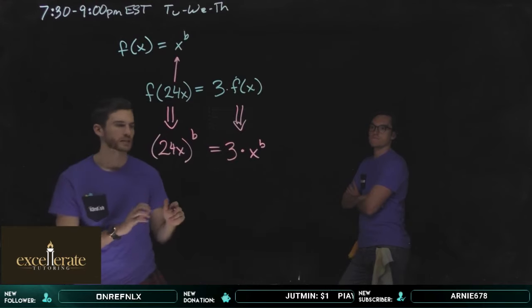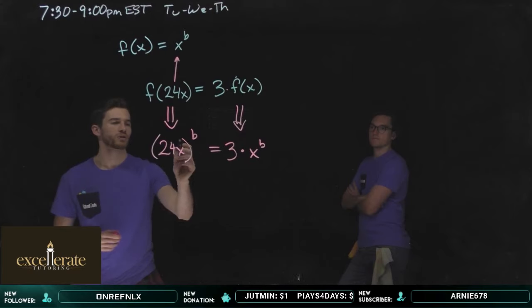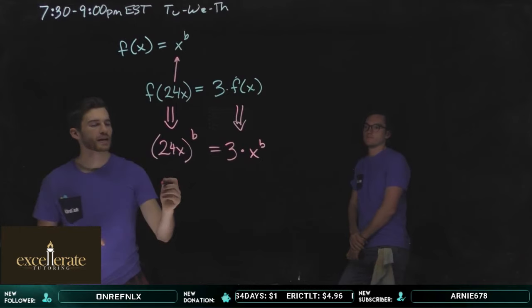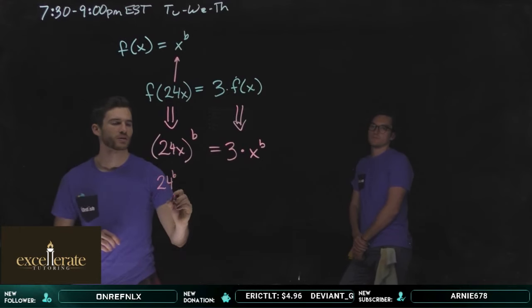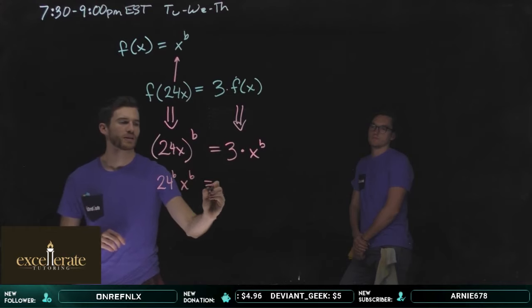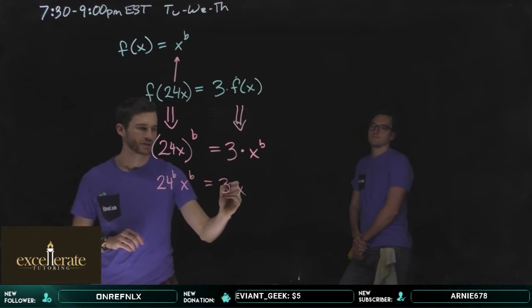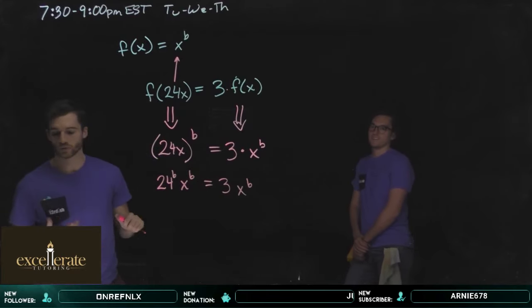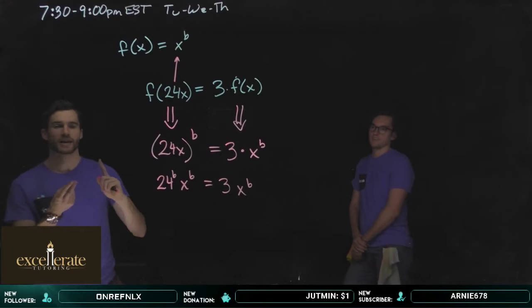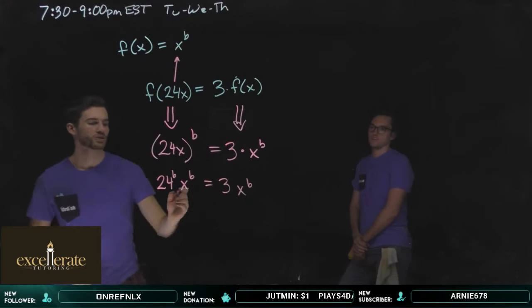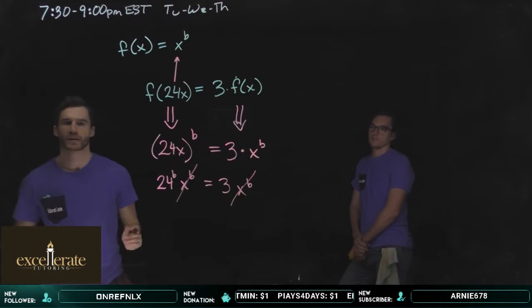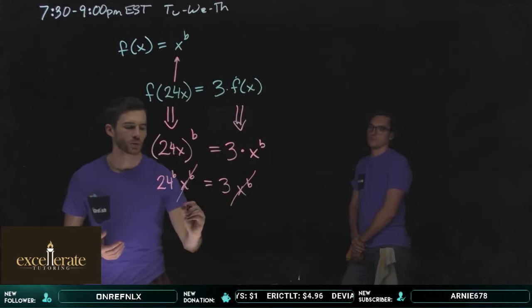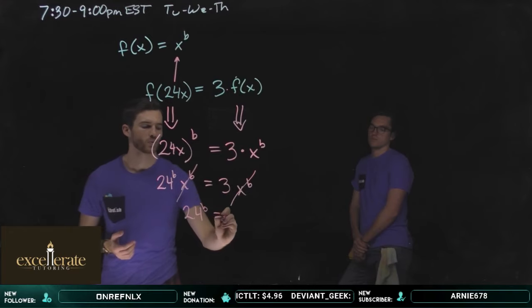Okay, so I'm going to distribute the b here to both of those terms. And I'll get 24 to the b power times x to the b power equals 3 times x to the b power. Yay! So now this is actually nice. I was worried because we have two variables, x and b. But actually now we can just totally cancel out both of the x to the b's. Technically what I just did there is dividing both sides of the equation by x to the b power. Now we just have 24 to the b power equals 3.